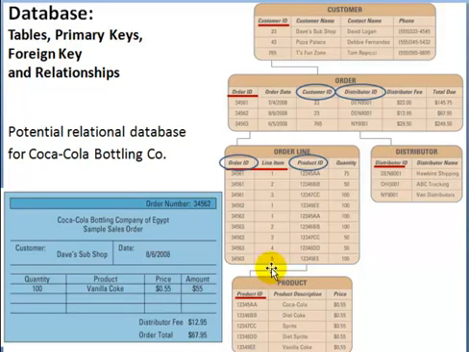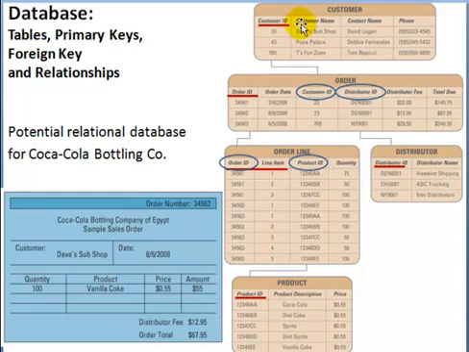Each product can have multiple order lines. Each customer can place multiple orders, and each distributor can distribute multiple orders for us. Each order can have multiple order lines. And if you follow the relationship line in the reverse order, you will find out that each order can only be placed by a single customer.